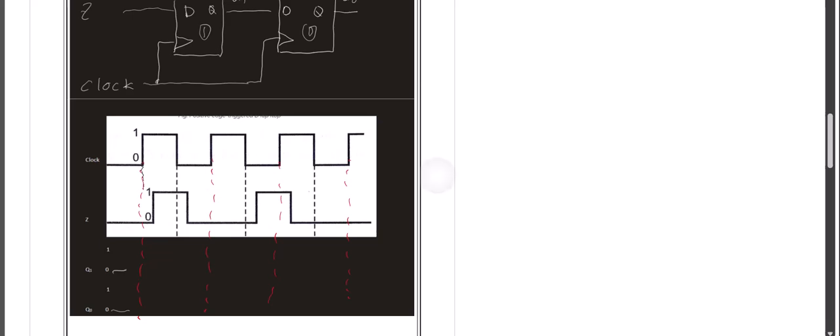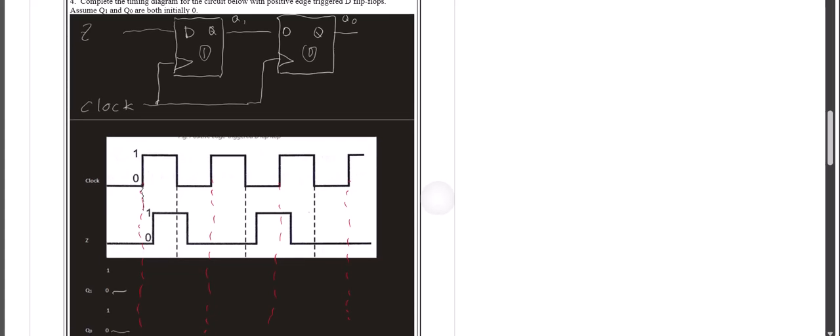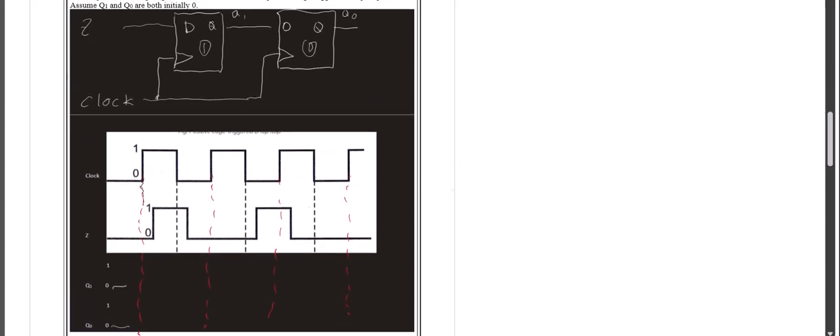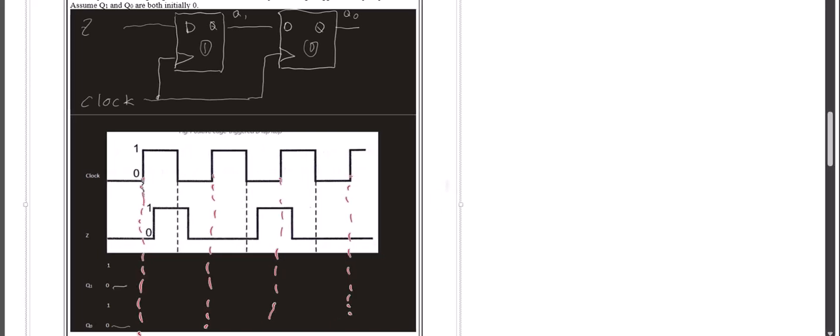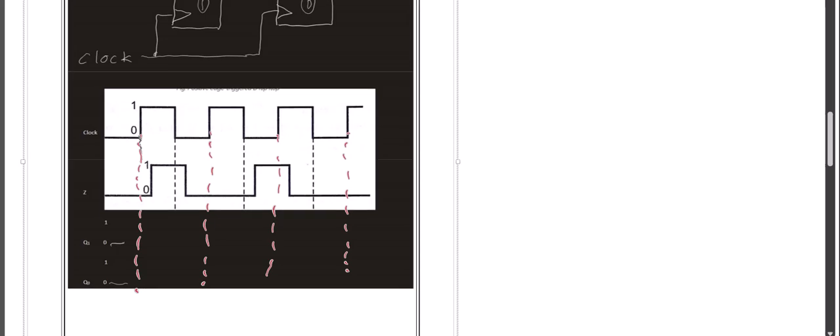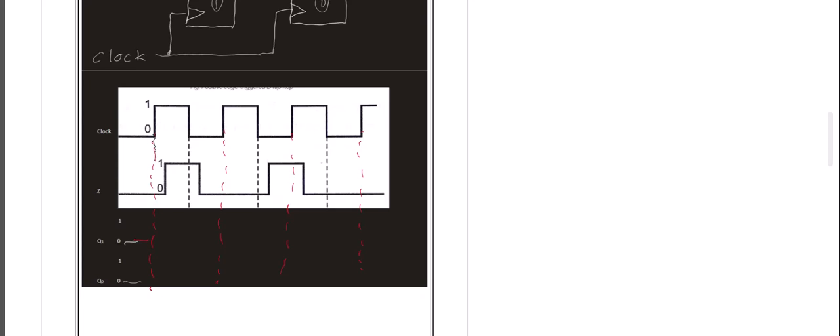But we're going to assume that Q1 and Q0 are both initially 0. And so Q0 is the second one in our list here. And so it's not going to get a change until after the first one is changed. But I'll show you what I mean by that. So let's look at Q1. When we get to the first positive clock edge, we see that Z, which is our input, is 0. Well, D follows Q, which means that it will be 0, and Q1 will stay 0 until the next positive edge.